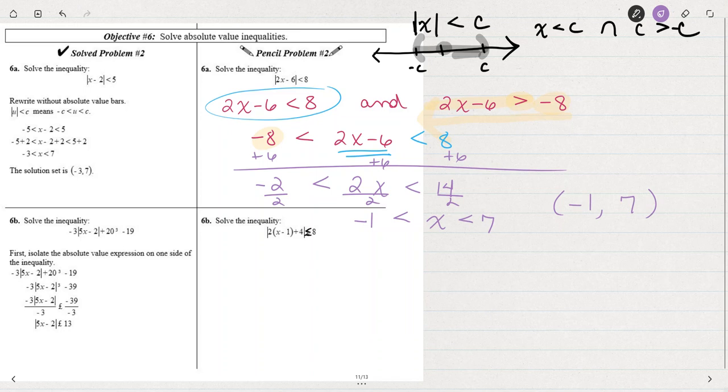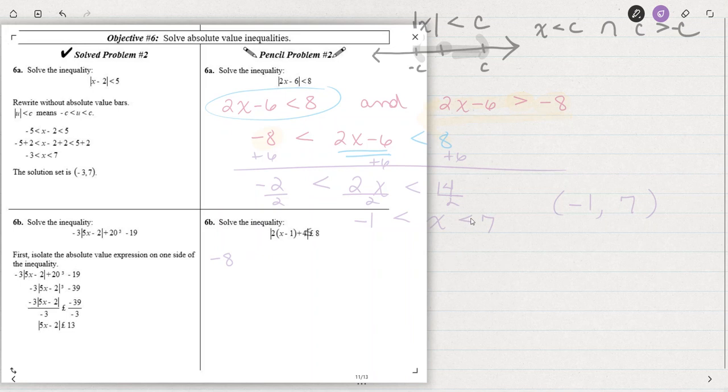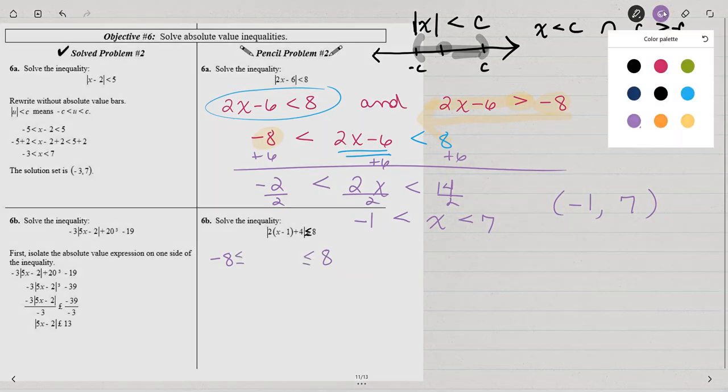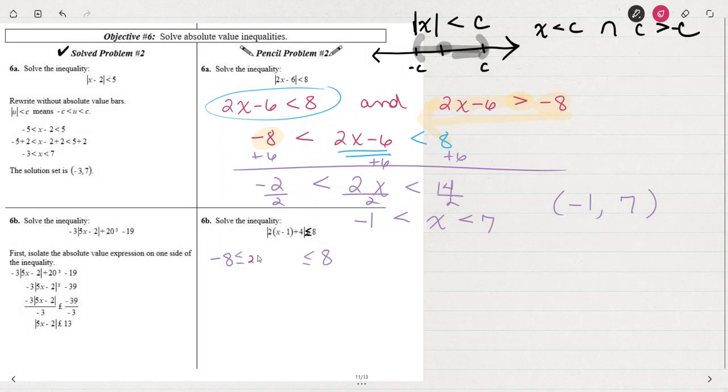Trying one more example. We're going to sandwich this in again. We've got the distance is less than or equal to 8. So that's going to look like this. Negative 8 and 8. Oh, sorry, I didn't mean to move that. Let me see. Negative 8 and 8. And we've got this expression sandwiched between there.